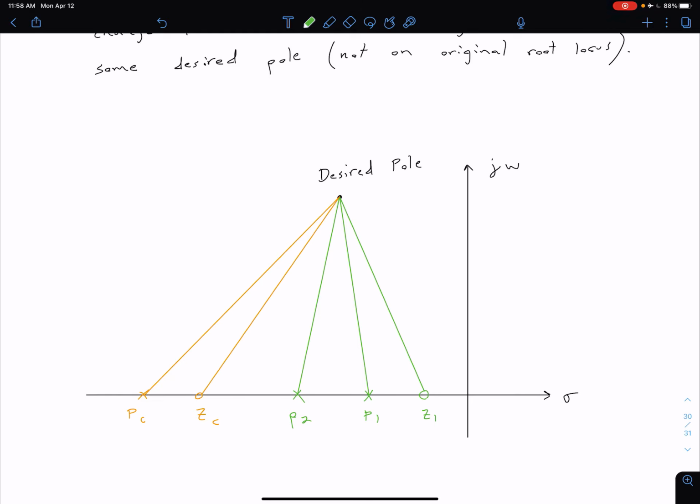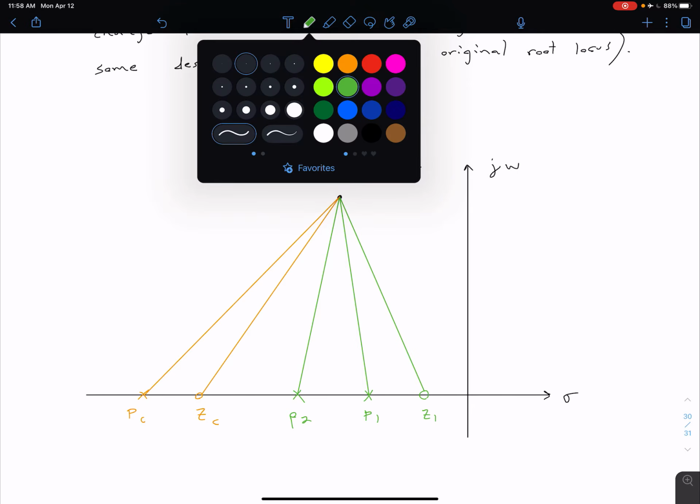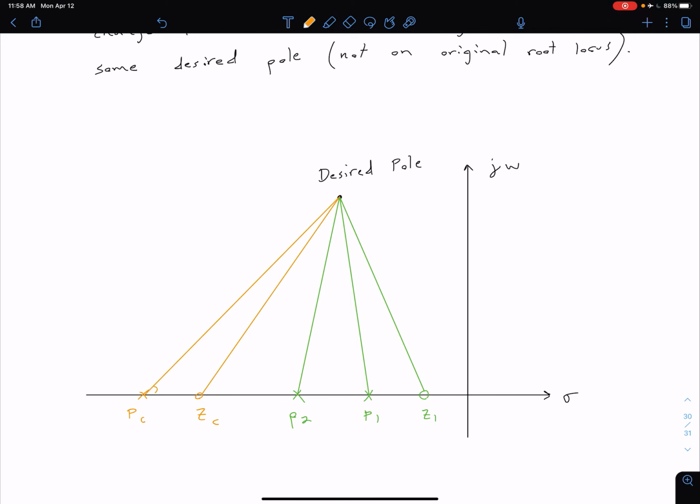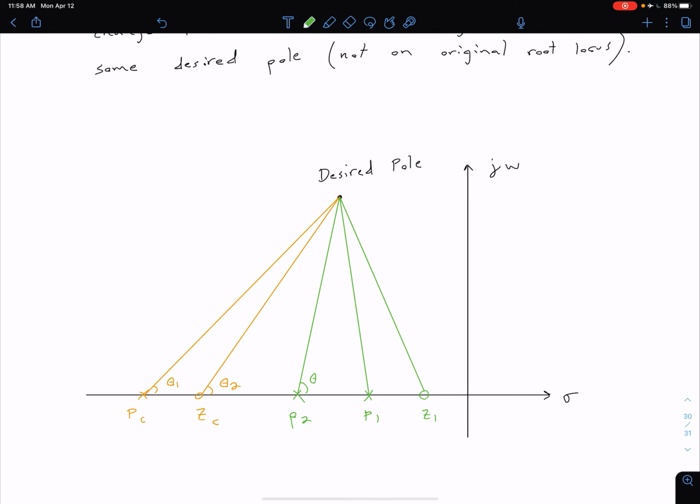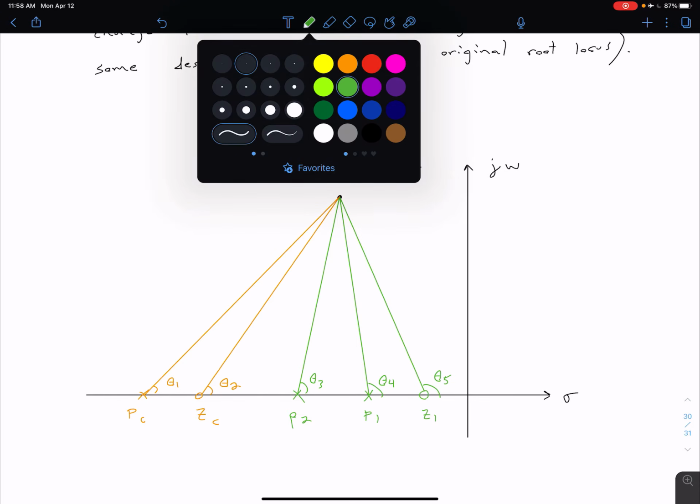So now we can talk about angular contributions from each of these. So if I go left from right, I can say that this angle here is going to be theta 1, this angle is going to be theta 2, and let me switch over to green. So this angle is going to be theta 3, theta 4, and theta 5. Now, of course, this is for some specific system with only two open loop poles and one open loop zero, but the same idea can be generalized if we're talking about more or fewer of those open loop poles and zeros.